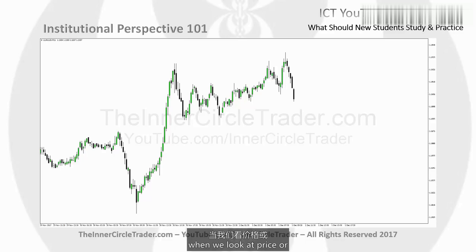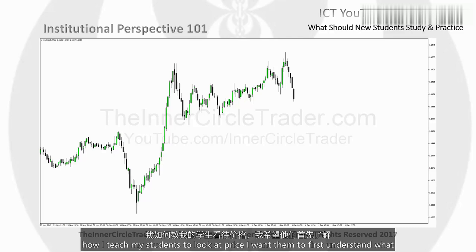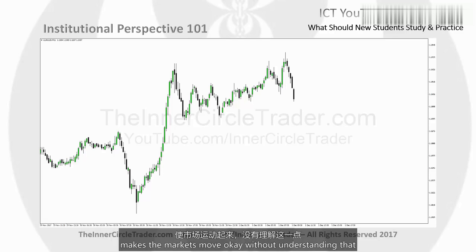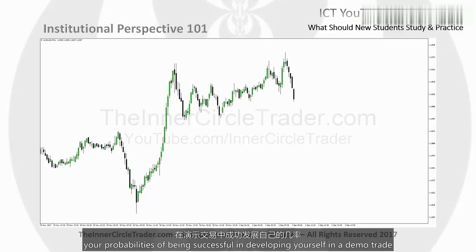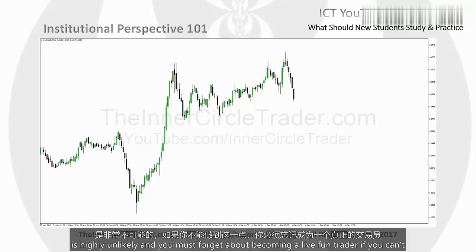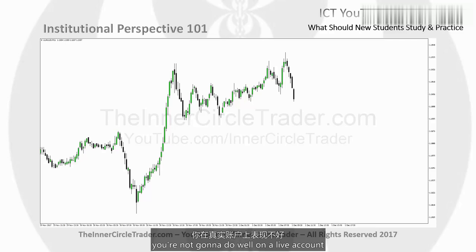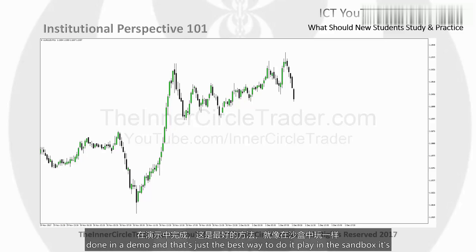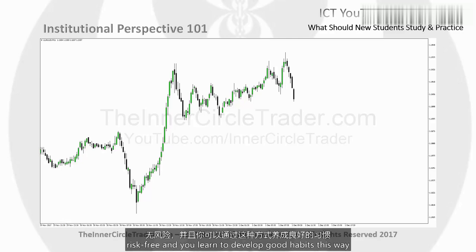When we look at price, or how I teach my students to look at price, I want them to first understand what makes the markets move. Without understanding that, your probability of being successful in developing yourself in a demo trade is highly unlikely, and you might as well forget about becoming a live funded trader. If you can't do well in a demo, you're not going to do well on a live account. Everything that I'm teaching here should be done in the medium of a demo. All of my teaching is done in a demo, and that's just the best way to do it. Play in the sandbox, it's risk-free, and you learn to develop good habits this way.